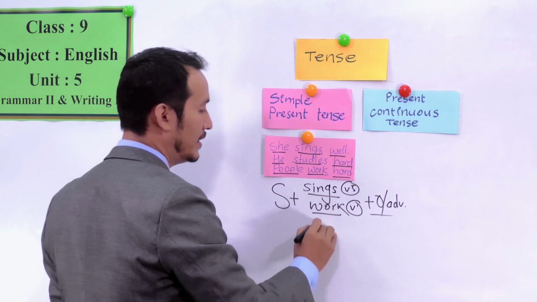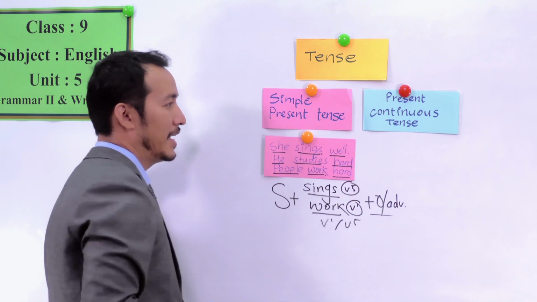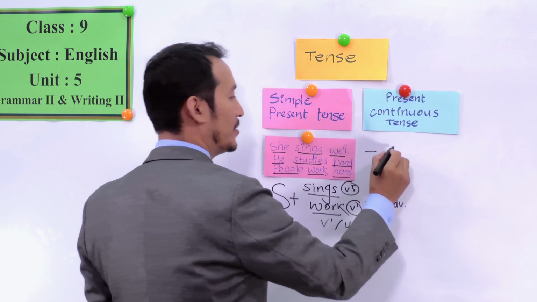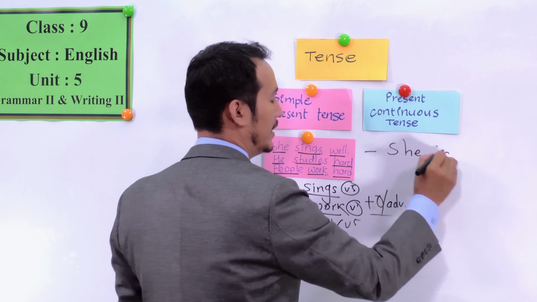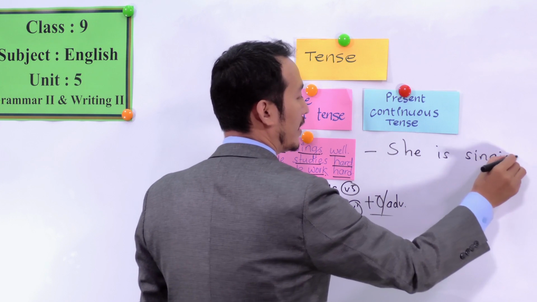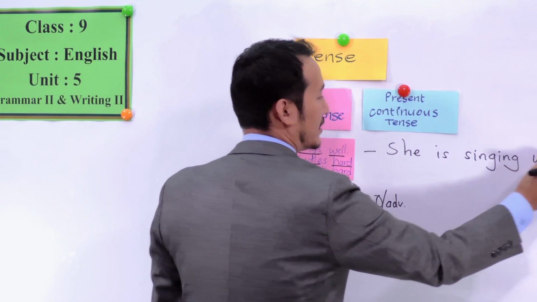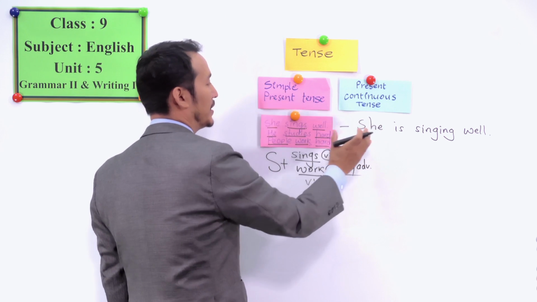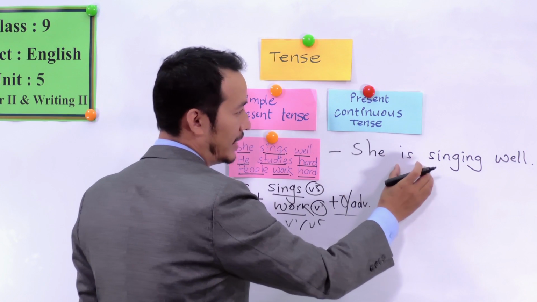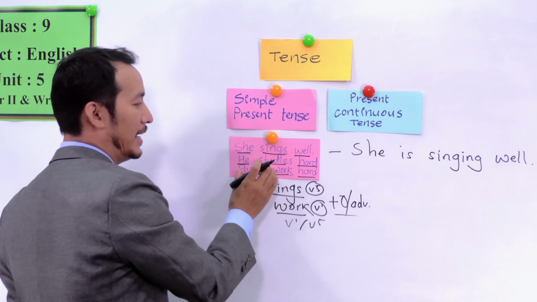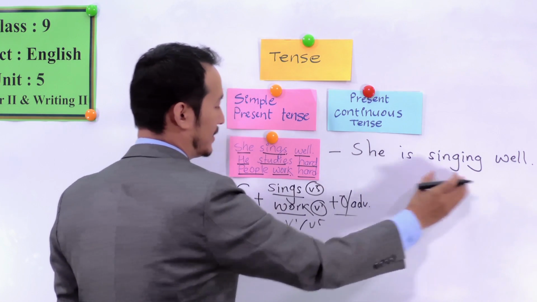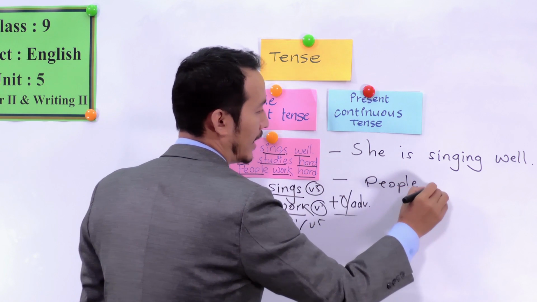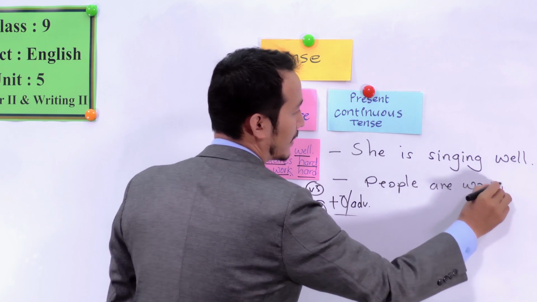So generally we have verb 1 or verb 5 in simple present tense. Let's make them present continuous in form. So you can make them: she is singing well, okay? If we change this simple present sentence into present continuous tense, we can say she is singing well. And he is studying hard. People are working hard.